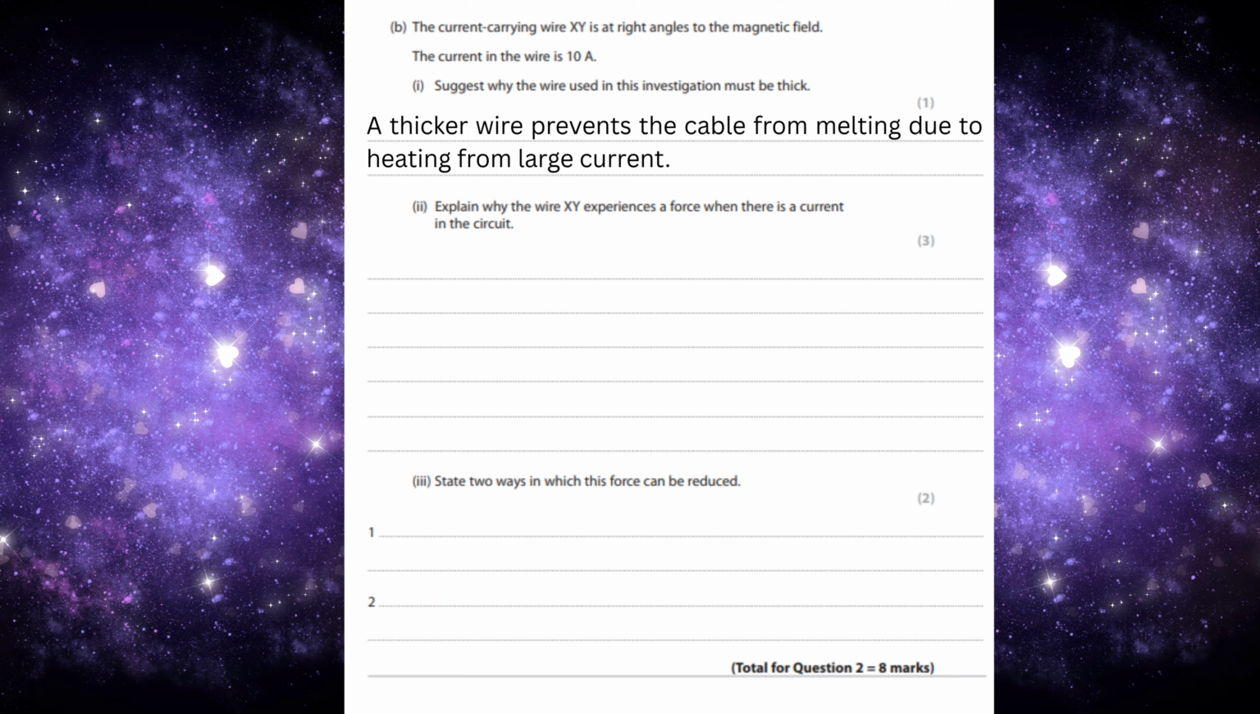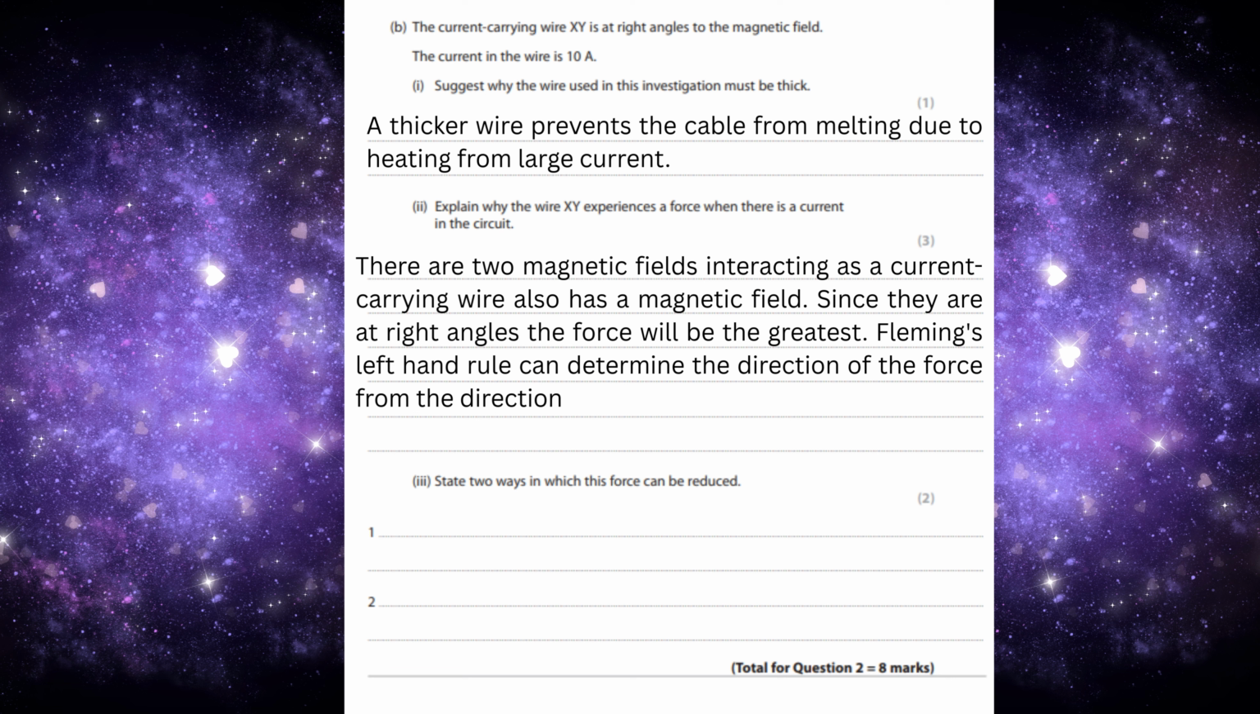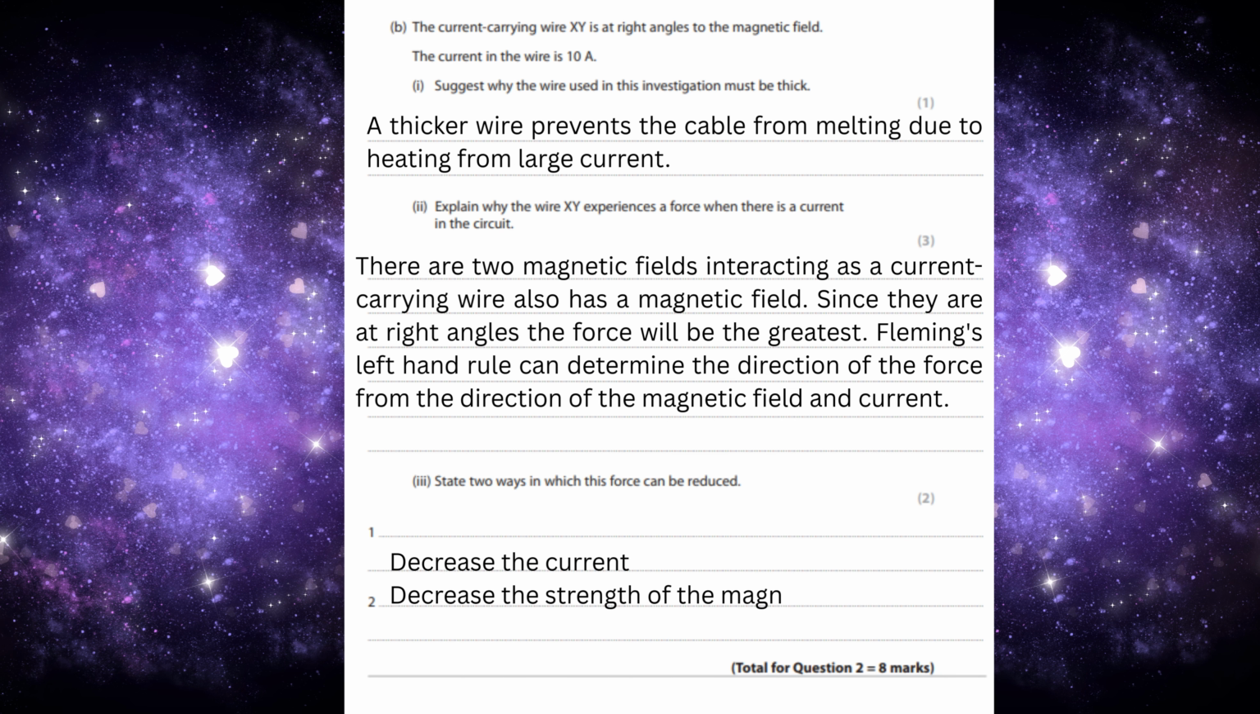Explain why the wire XY experiences a force when there is a current in the circuit. We know that the wire XY is at right angles to the magnetic field, and current is flowing through the wire. That means we have 2 magnetic fields interacting, as a current-carrying wire also has a magnetic field. Since they are at right angles, the force will be the greatest, and we can use Fleming's left-hand rule to determine the direction of the force from the direction of the magnetic field and current. State 2 ways in which this force can be reduced. This force was created from the current-carrying wire and the external magnetic field interacting. So to make the force smaller, we would need to decrease the current or decrease the strength of the magnetic field.